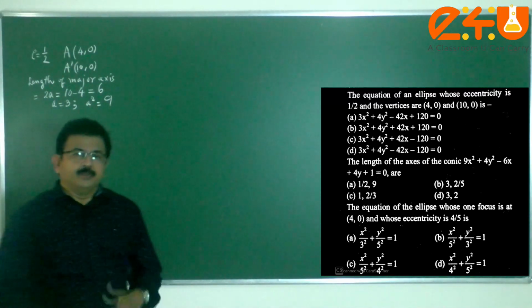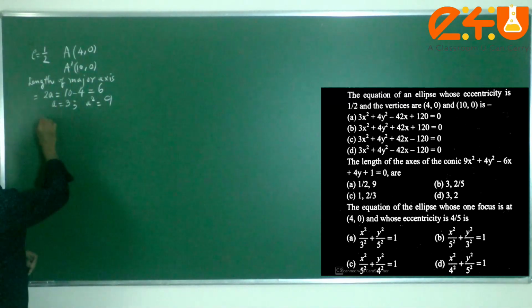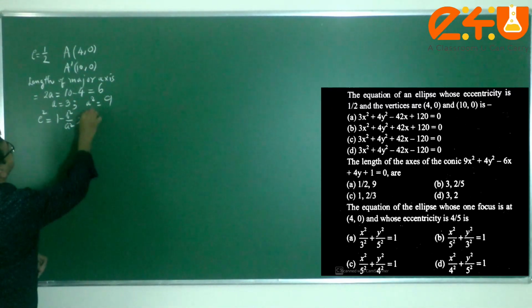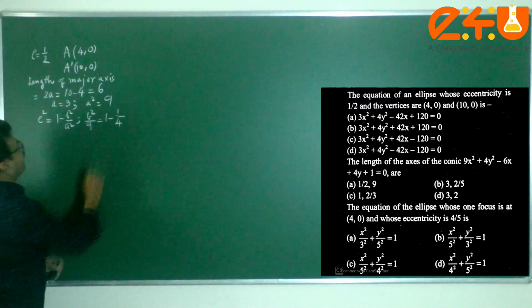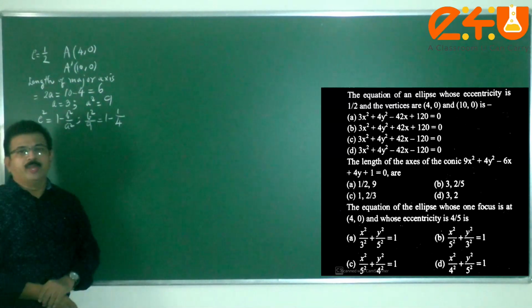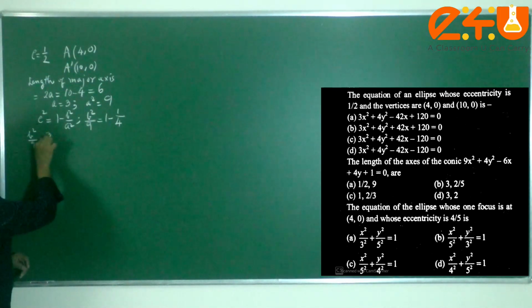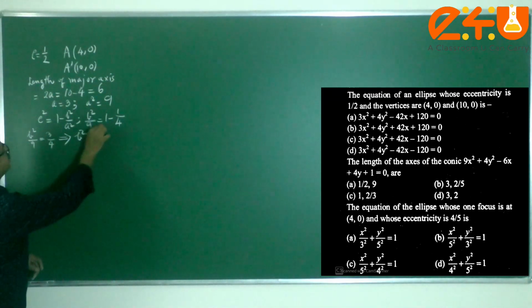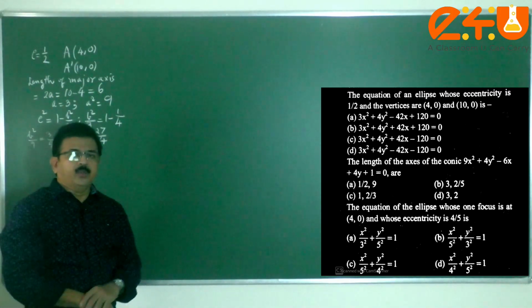Why do we need a square? To get the value of b squared connected with e. Let us connect it with e. e square is 1 minus b square over a square. In other words, b squared by 9 is 1 minus, squaring the eccentricity, 1 minus 1 by 4. Therefore, b square by 9 gives 3 by 4, which means b square should be 27 over 4. B square value we obtained.